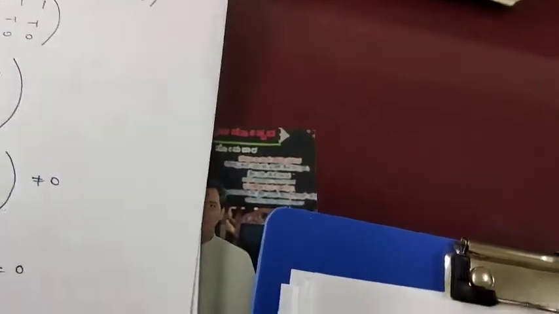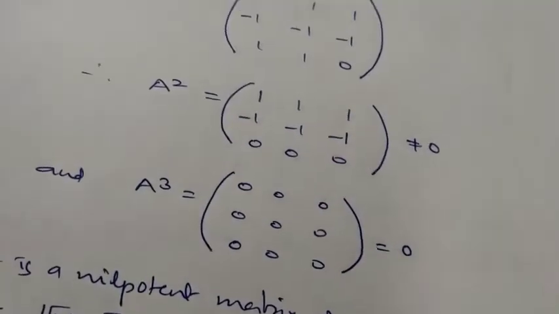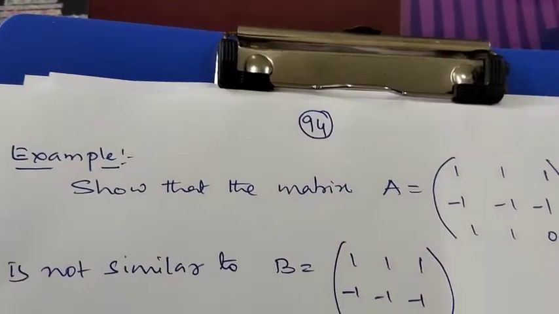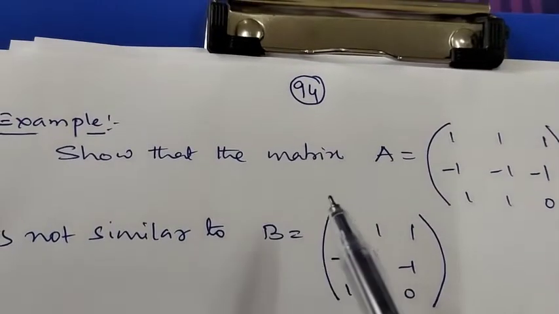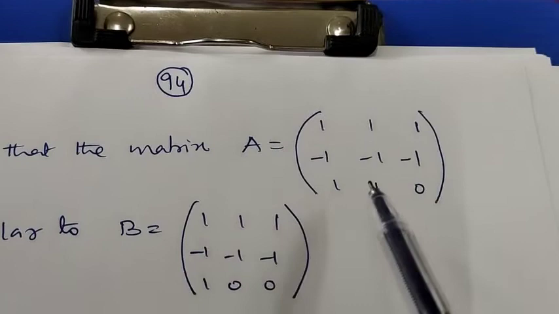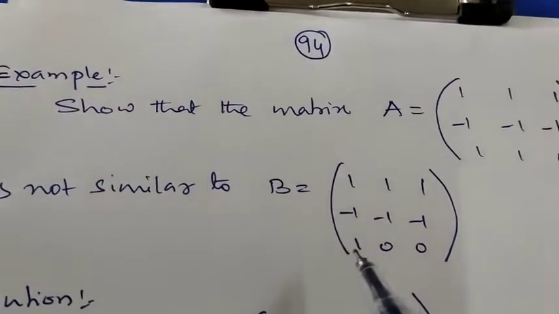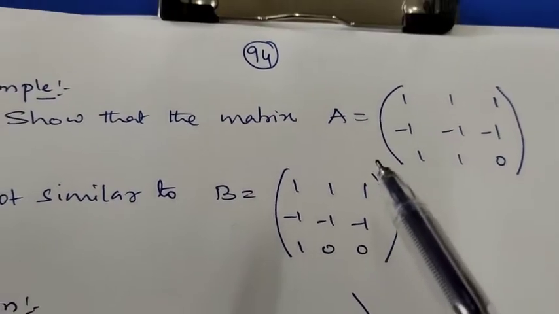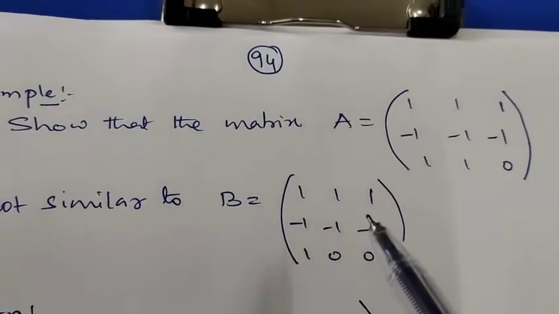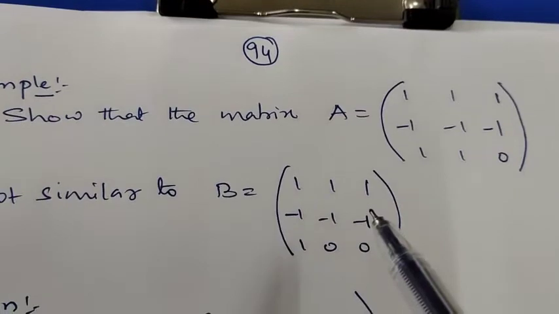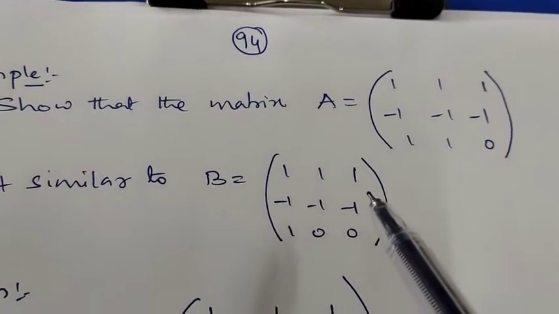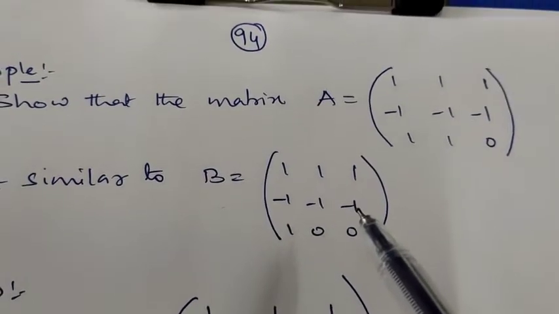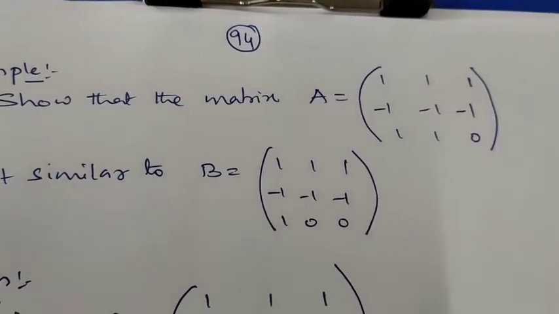First I will take up the matrix. Show that the matrix A, which has entries like this, is not similar to the matrix B, which has entries like this. So you need to show that the matrices A and B are not similar. For this, we show that the Jordan canonical form of A is not equal to the Jordan canonical form of B. Therefore, A and B are not similar.